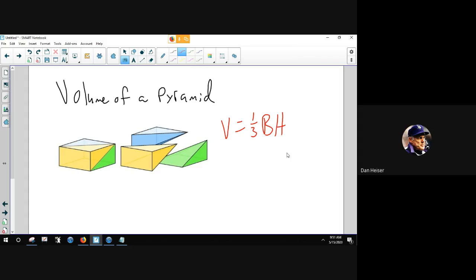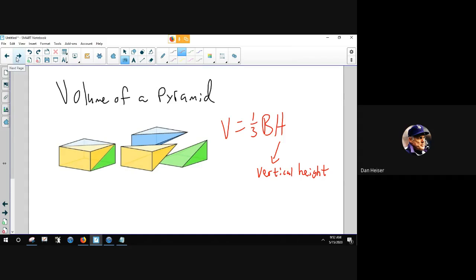We have to be a little careful because pyramids have 2 heights. For volume, we use the vertical height. We do not use the slant height. Slant height is used for surface area. The only time we would need the slant height is if we need it to help us find the vertical height.